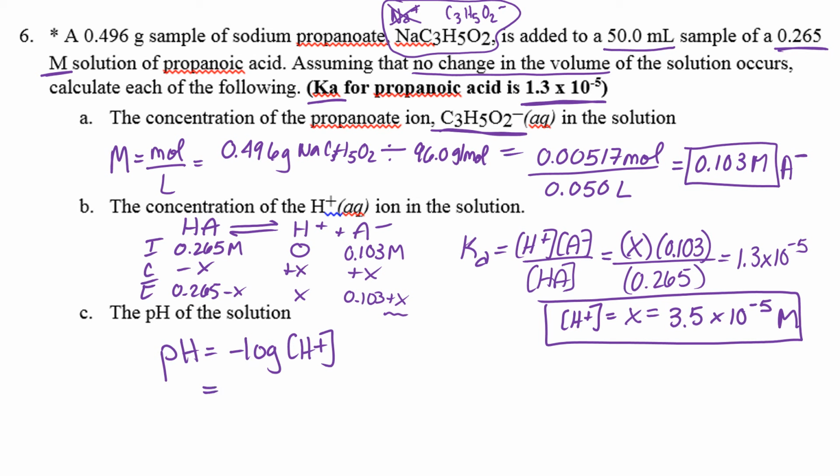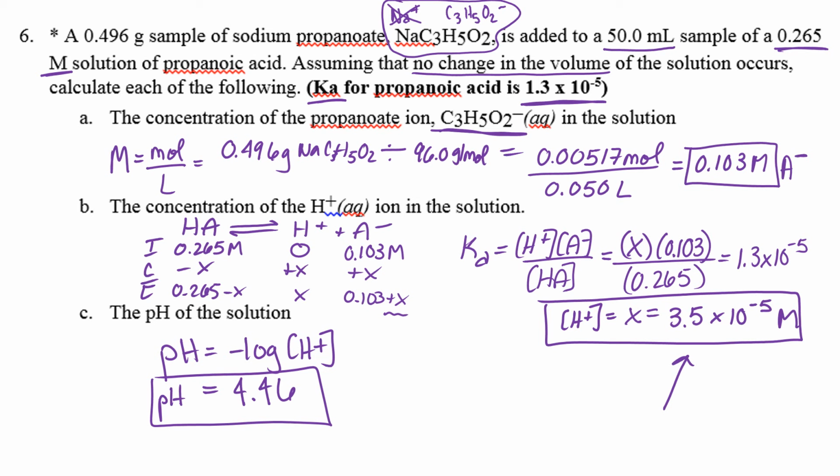It's right there on your equation sheet. So if you do this, you should end up with 4.46 being your pH when you take the negative log of this number right here that we just calculated. All right, so that's number 6. So it's just a molarity problem. Then we plug some things into an ICE chart and solve for pH.